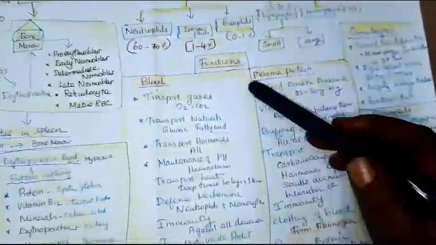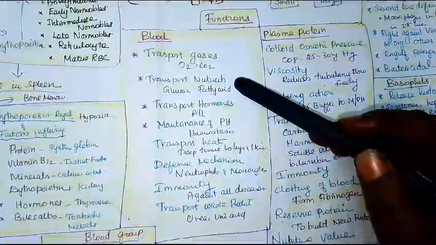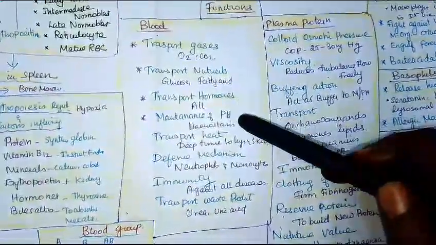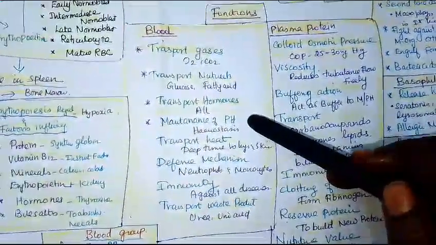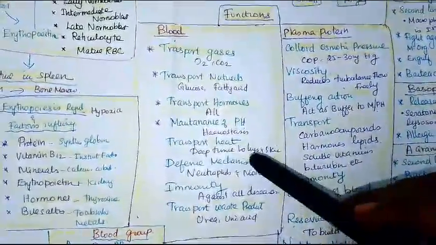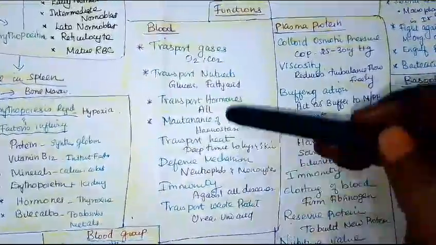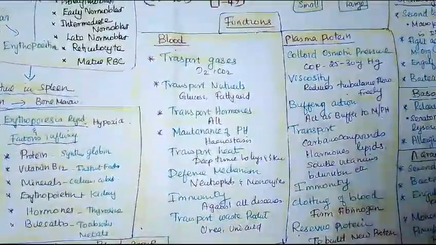Okay, what are the functions of blood? That is transport function: transport of nutrients, transport of hormones, maintenance of the pH, and transport of heat from deep tissues to the lungs and skin, and defense mechanism, immunity, and transport of waste products. These are all the headings. You elaborate and write it.